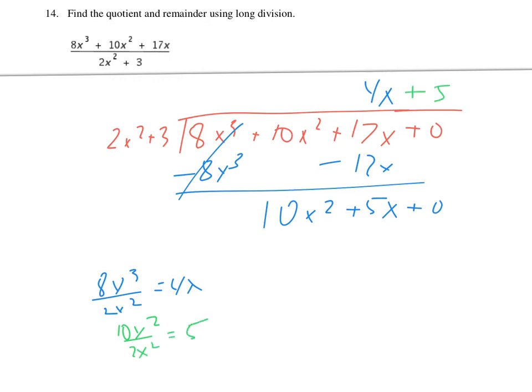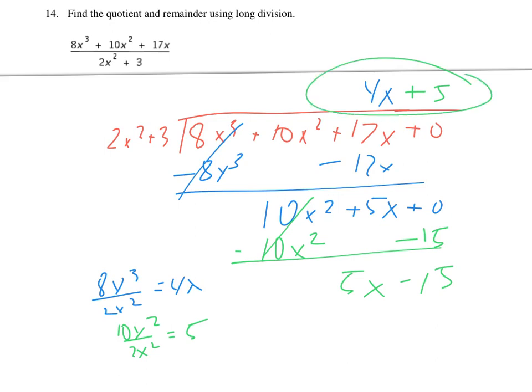And I'll do one more round here, so first thing inside now is 10x squared divided by 2x squared, and that's 5. So plus 5, and then we'll multiply that by the front, and put it underneath, change the signs, and add down. So it'll be 5x minus 15. It didn't ask us to write it as a fraction, so I'm going to say this is the quotient, and then this is the remainder.